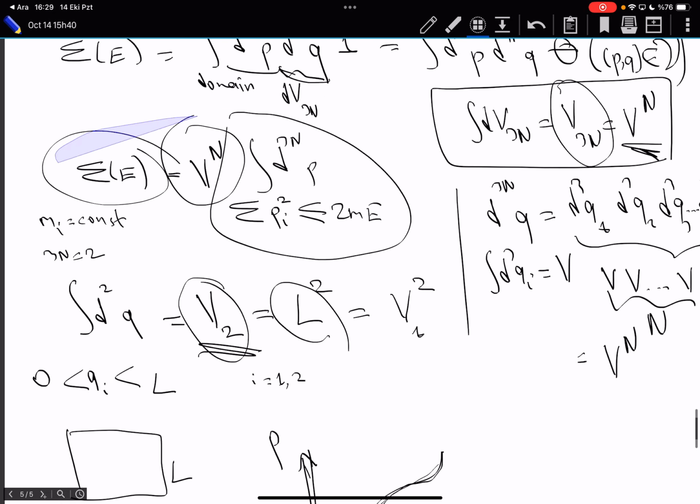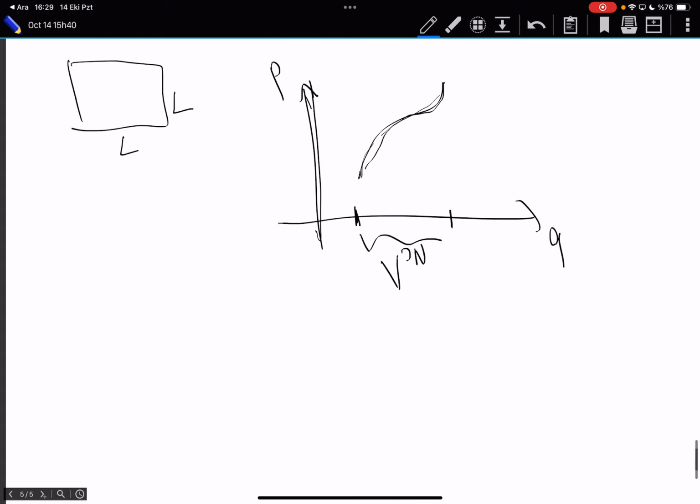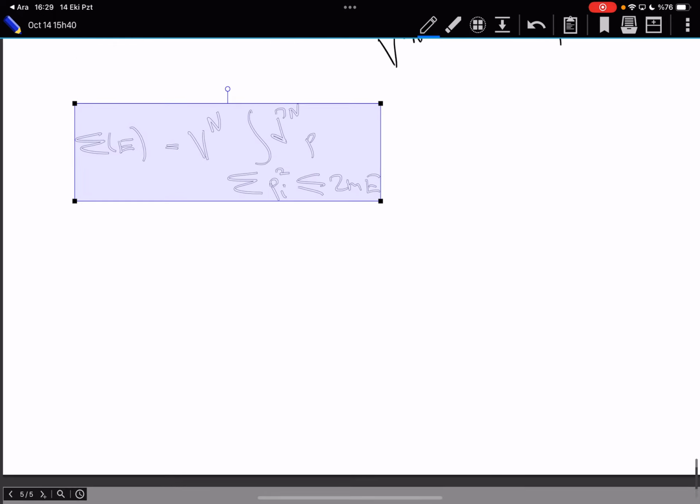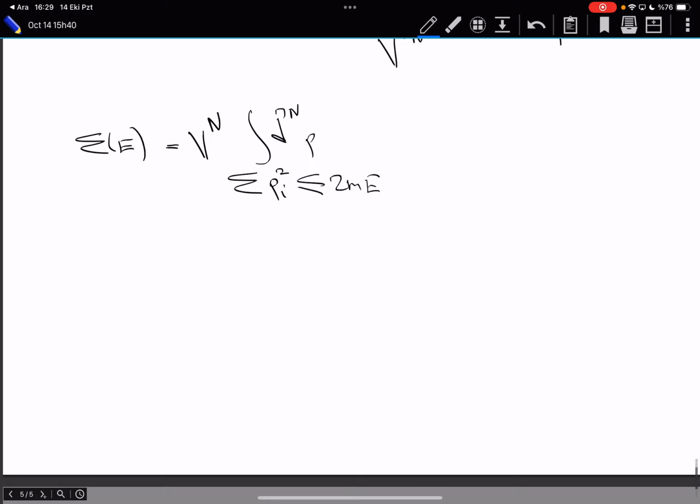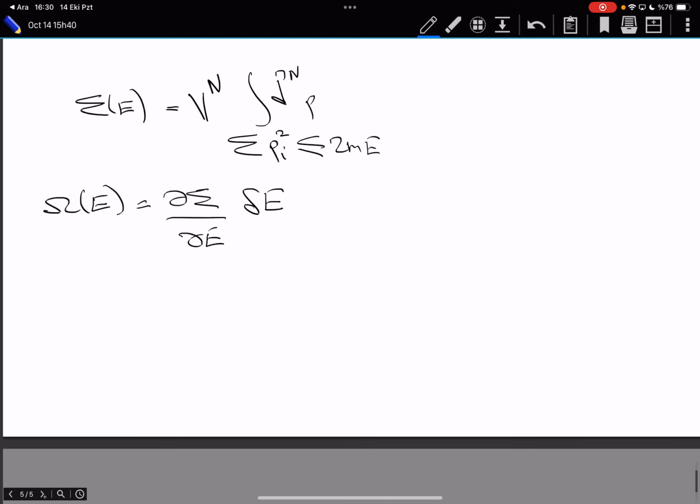Well, before continuing, let me take this expression. I haven't done anything yet. I just identified that this total number of states has to be proportional to V to the n. Well, omega of E will be just the derivative of sigma with respect to E multiplied by the possible uncertainty in E. But still this will be some function to the power V to the n times some function that depends only on the energy.